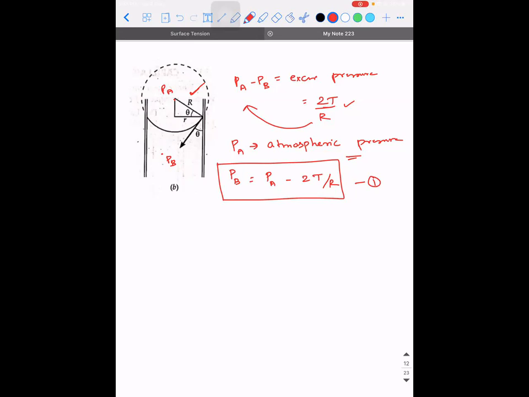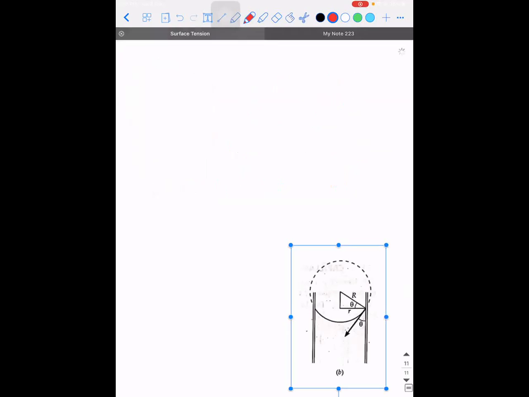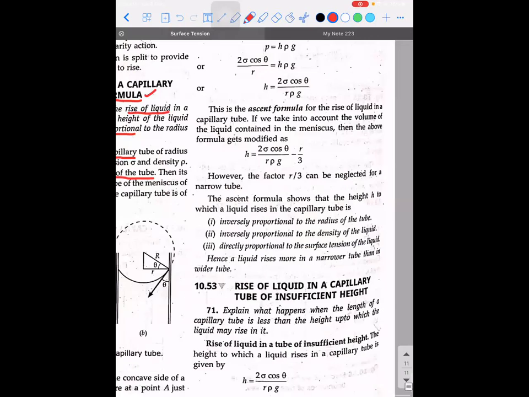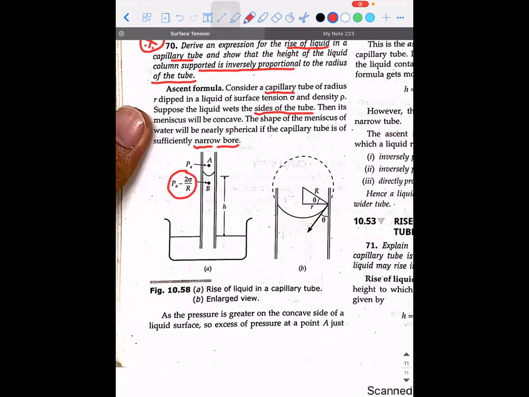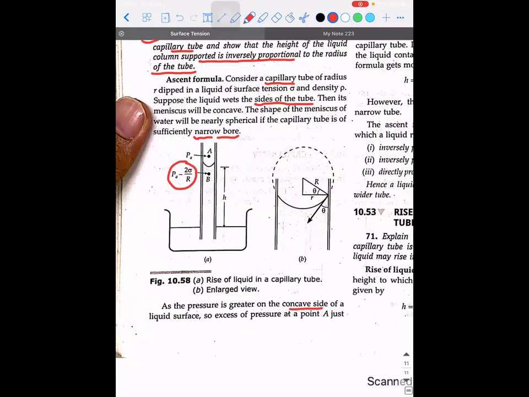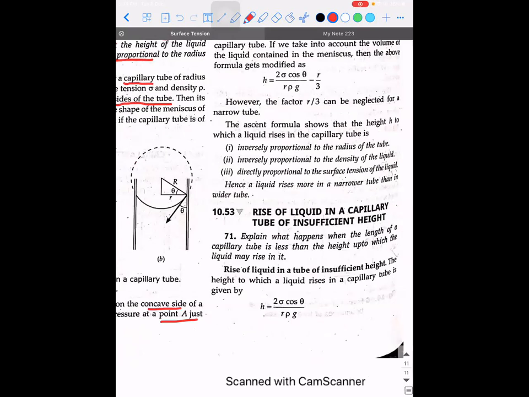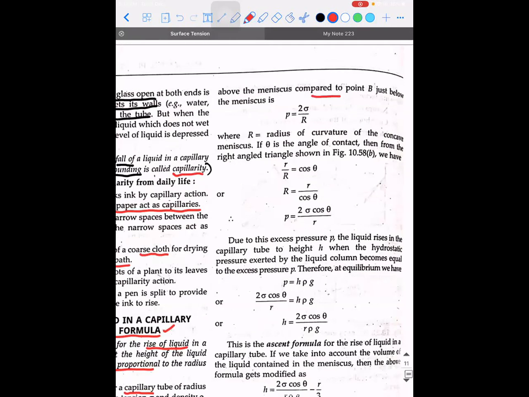Am I clear? I'm repeating it. This derivation is important. So PB is equal to PA minus 2T by R. That is what is written here. As the pressure is greater on the concave side of the liquid surface, the excess pressure at point A just above the meniscus compared to point B is 2T by R, where R is the radius of curvature of the liquid meniscus. Does this make sense?